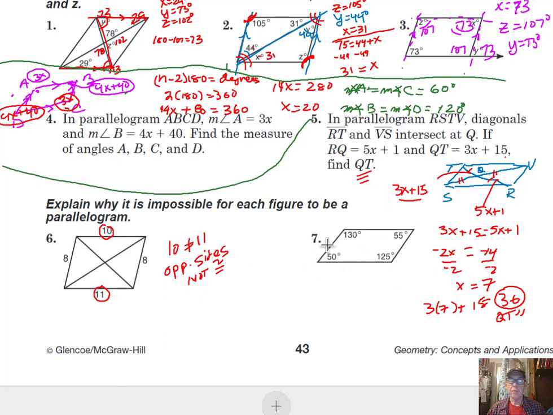Let's look at number 7. Now this deals with angles. The opposite angles in a parallelogram are congruent. 50 and 55 are opposite angles, but they're not congruent to each other, and they're supposed to be. So opposite angles not congruent is what causes this to not work. 130 does not equal 125, which is enough, but in addition, we also have 50 not equal to 55. So either one of these would be good enough to say it's not a parallelogram, but we happen to have both of these going on.